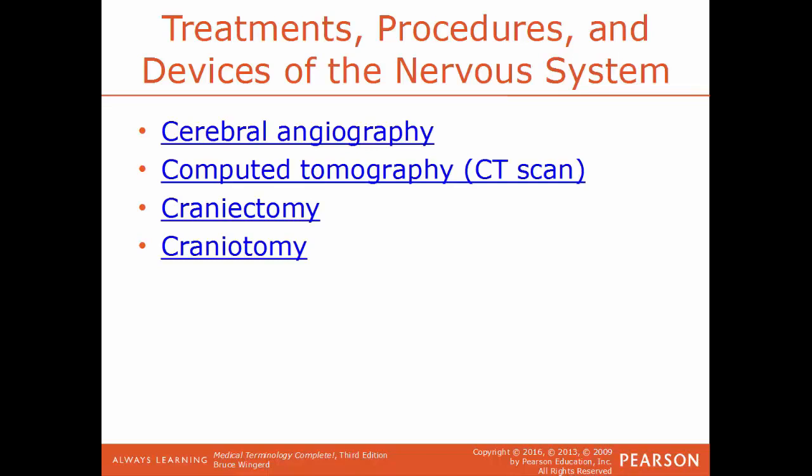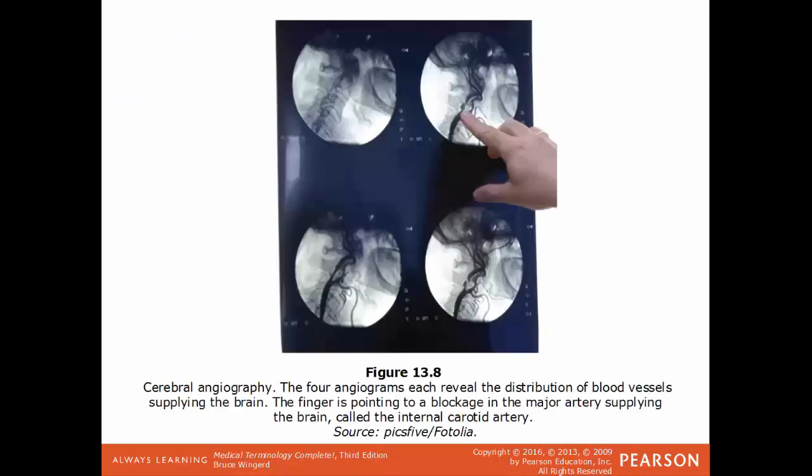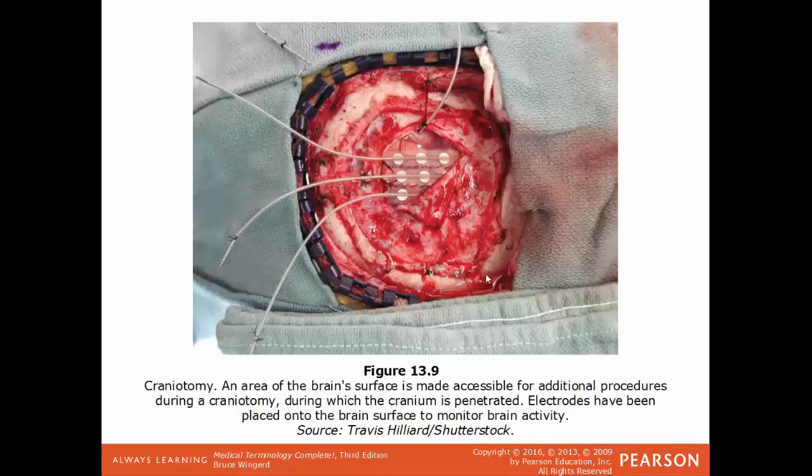Craniectomy. This is the surgical removal of part of the skull. And to do so, you need to cut into the skull, and that process would be called craniotomy. Alright, in this image we have examples of cerebral arteriography. These four images show the blood flow of vessels into the head and neck area of this patient. Alright, in this image we have an example of craniotomy, where you're cutting into the skull, and this is done to attach electrodes to this person's brain to monitor activity of that area of the brain.